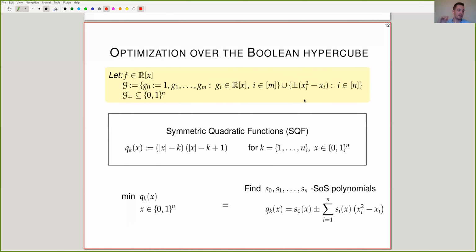So let's take a look at the function we're interested in, a symmetric quadratic function. In this case, this function attains over the vertices of the Boolean hypercube the minimum 0. So lambda in our case is 0. So instead of minimizing qk over the vertices of the Boolean hypercube, what we can do is try to find sum of squares polynomials S0, S1 up to Sn, so that qk can be written in that way, so it will admit a sum of squares certificate of non-negativity.